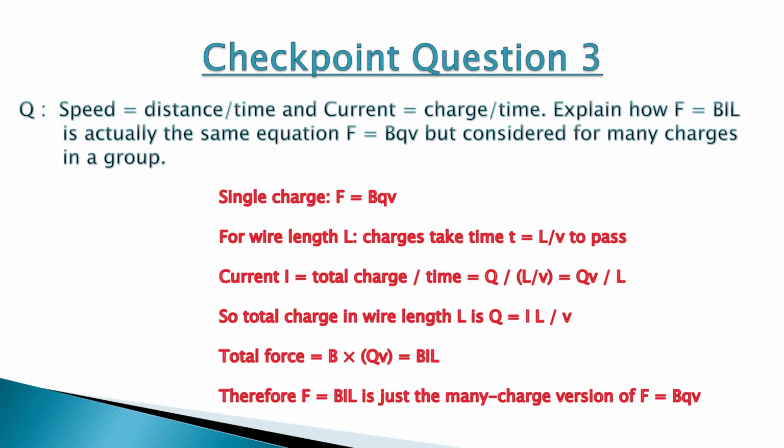Remember, F equals BQV is the microscopic law for one charge and F equals BIL is the macroscopic version for the full current in the wire. They are the same idea written at different scales.